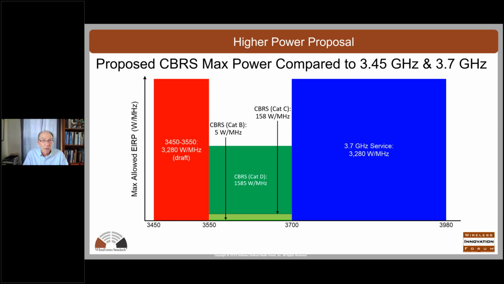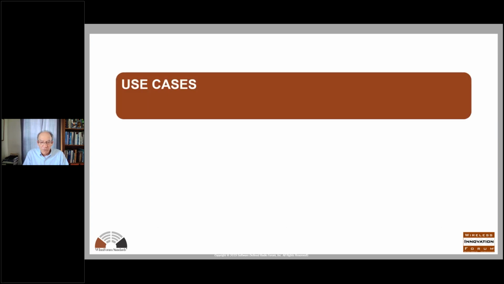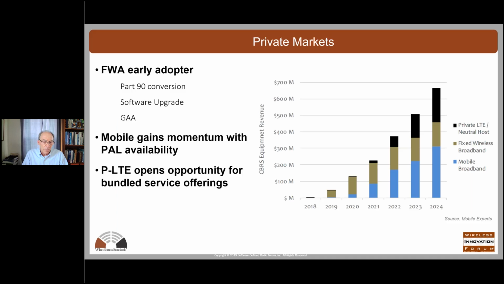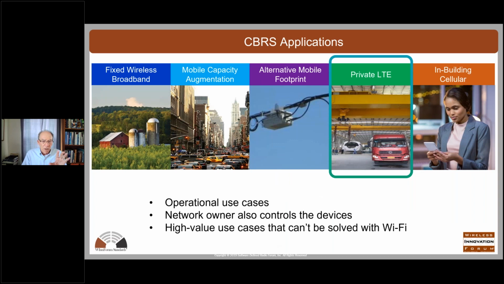Next slide. And I'll probably wrap it up with this one since we're done. Use cases. If you go to the next slide, I've got a really high-level slide on private networks. One of the things that the band opened up was private networks. So these are the applications that CBRS opened up, which are pretty much standard deployment: fixed wireless broadband, mobile capacity augmentation, alternative mobile footprint, which is actually supported a lot by the cable companies, and then in-building cellular.